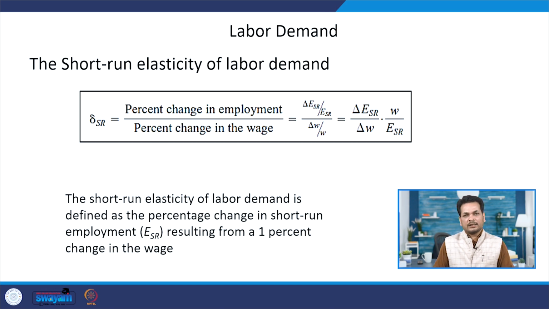So, the value of the elasticity explains the change in the employment due to a 1% change in the wage. The short run demand curve for labor is downward sloping, as we have already derived. Therefore, the short run elasticity of labor demand will be negative. The sign of this elasticity value will be negative.